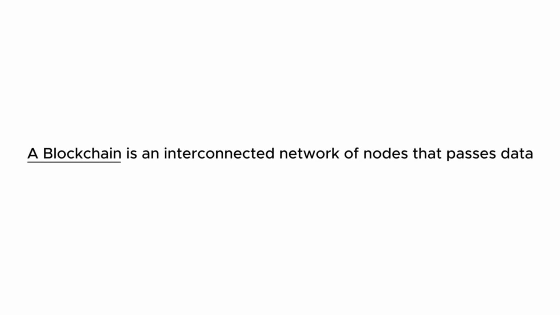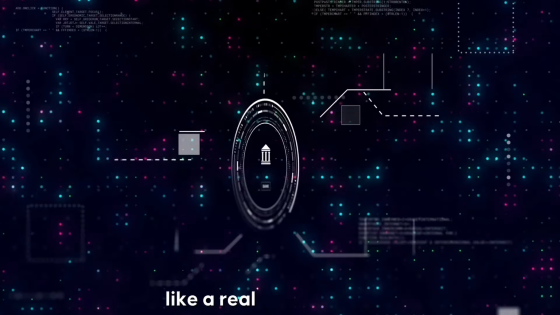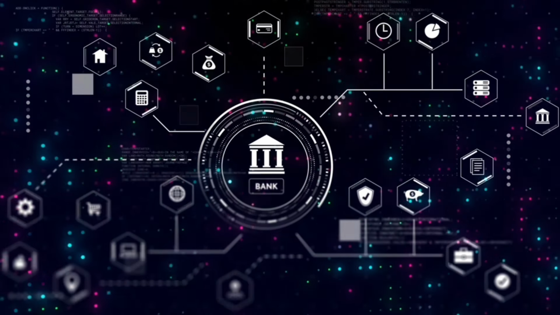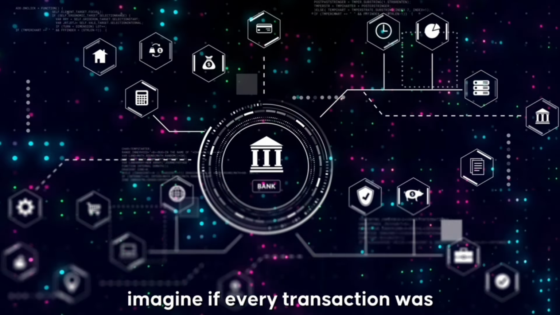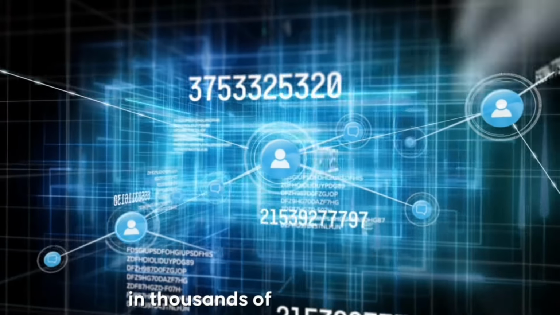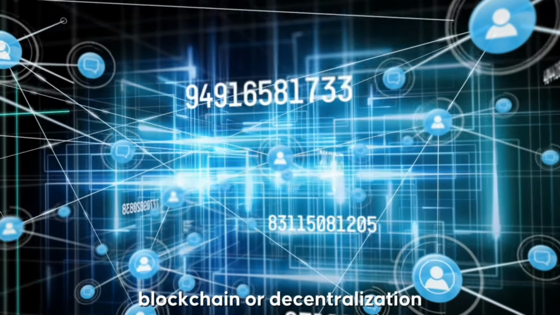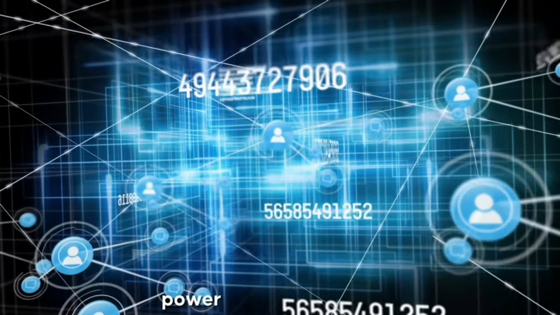So a blockchain is an interconnected network of nodes that actually passes data. Basically, that is just a simple illustration. Like a real-world analogy, instead of keeping your bank records in one bank database, imagine if every transaction was now recorded in thousands of identical ledgers held by people worldwide. So blockchain or decentralization is essentially giving power back to the people.